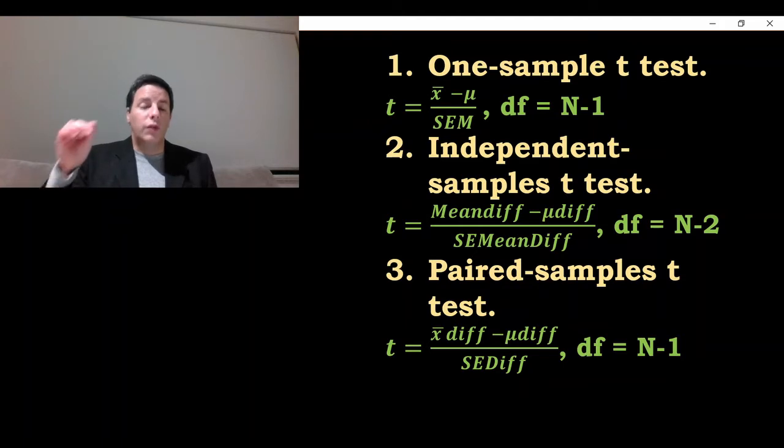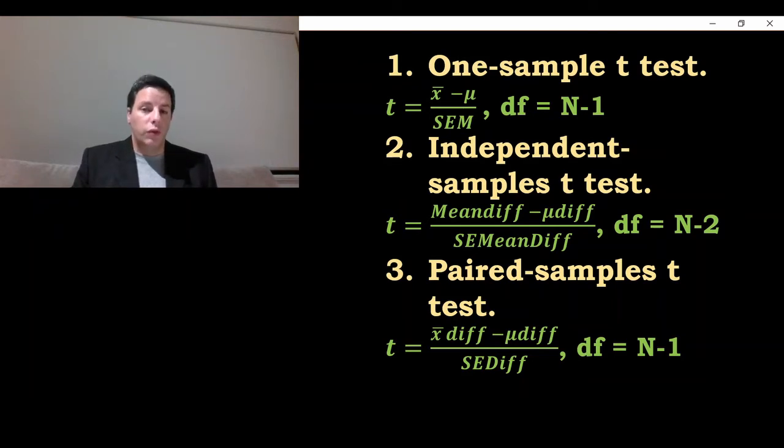So that's the numerator. In the denominator, SEM is the standard error of the mean. And the standard error of the mean is the standard deviation in a sampling distribution.